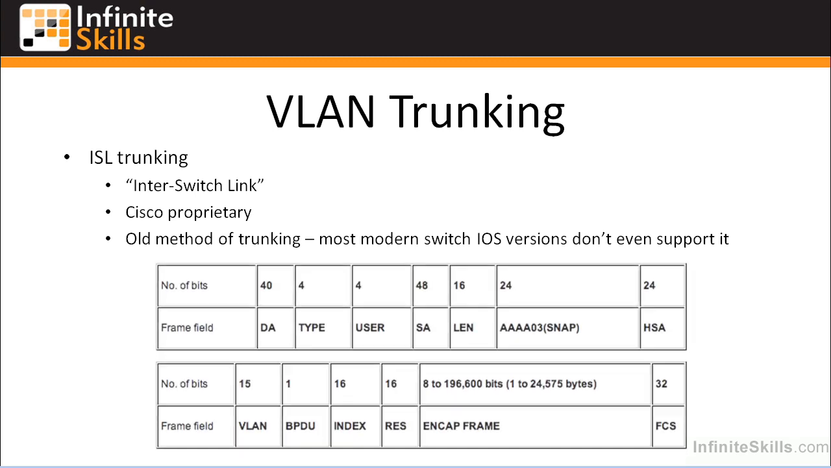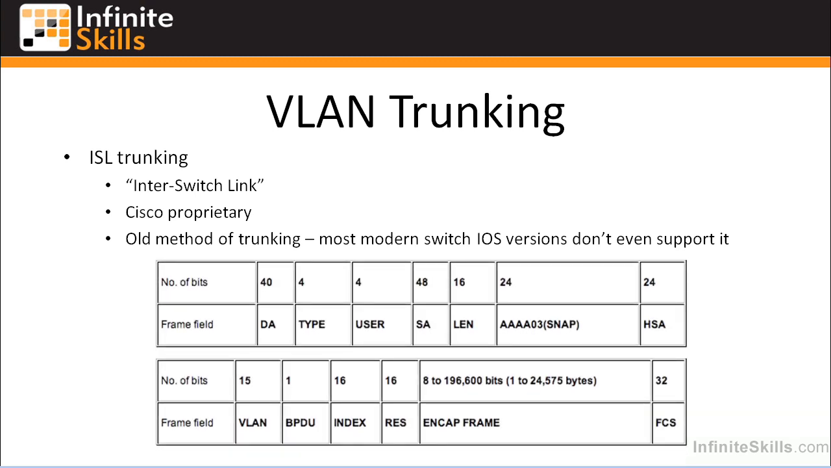So how does ISL trunking work at the packet layer? ISL trunking takes a normal Ethernet frame that you see up here in the top part of this graphic, and it slaps an ISL encapsulation around it. So you have the original Ethernet frame that you see here is now right here in this part of the new ISL frame. It has a new ISL header that contains the VLAN and the BPDU, and you don't have to know what all these fields are because, again, it's old and you're probably never going to see it in production. It also has a specialized frame checksum at the end of the ISL frame.